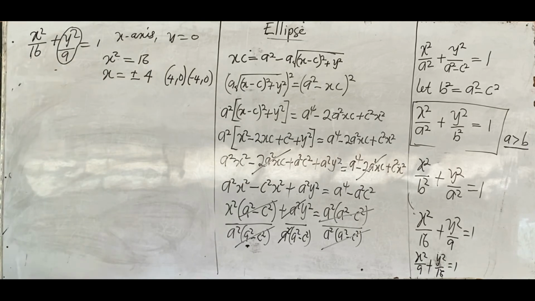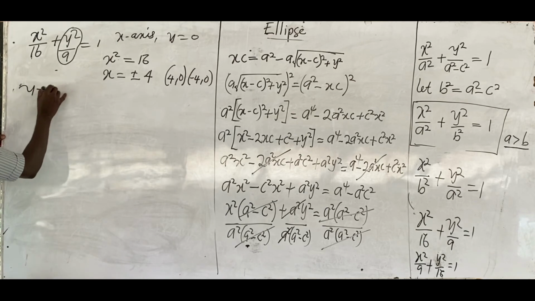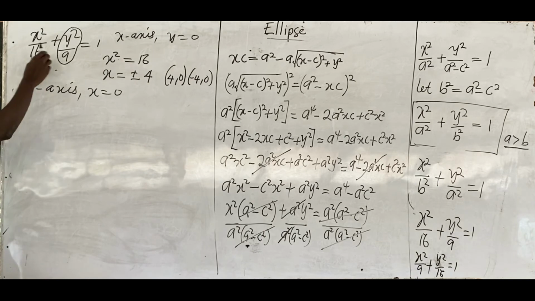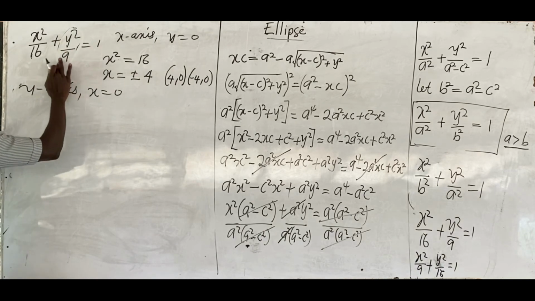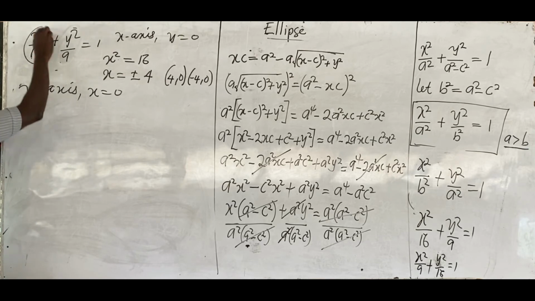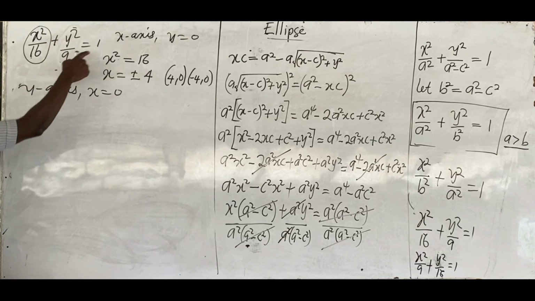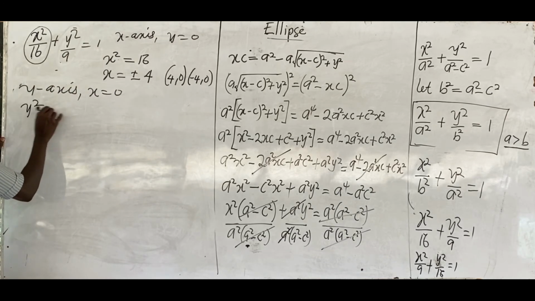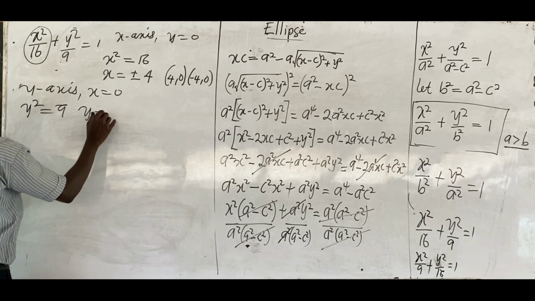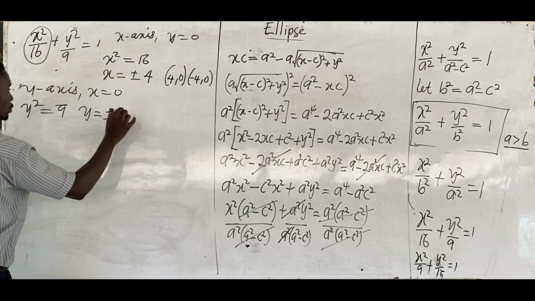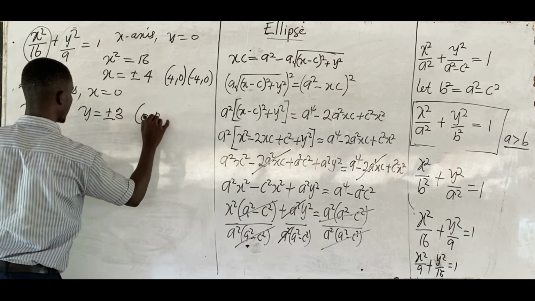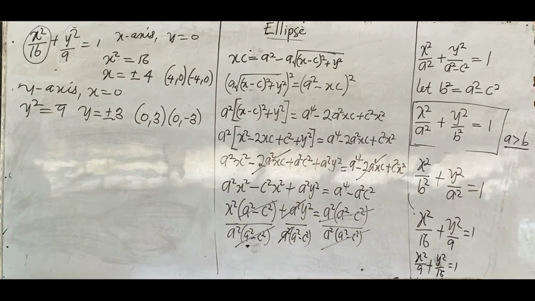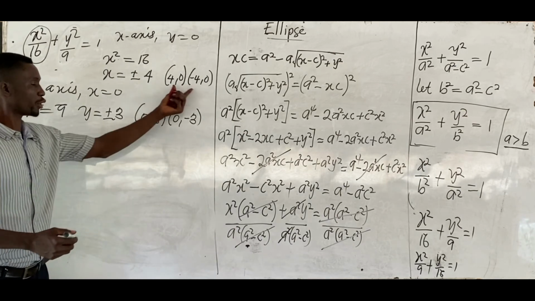Now you go to the y-axis, where x is equal to 0. When x is equal to 0, this whole part becomes 0, so that we have y squared over 9 is equal to 1. You get y squared is equal to 9, then y is equal to plus or minus 3. So you get (0, 3) and (0, negative 3). This is for the y, and this is for the x.